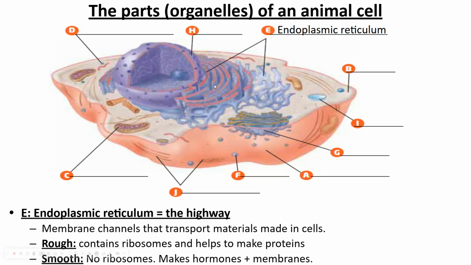So the ER, we often call it the highway because it can transport things, and its big channels of membranes can be rough with ribosomes or smooth with no ribosomes. If it's rough with ribosomes, it helps to make proteins. If it's smooth with no ribosomes, it helps to make hormones and other membrane components.